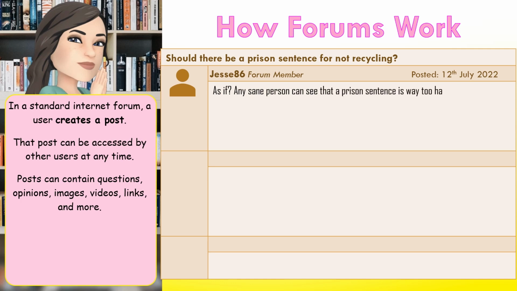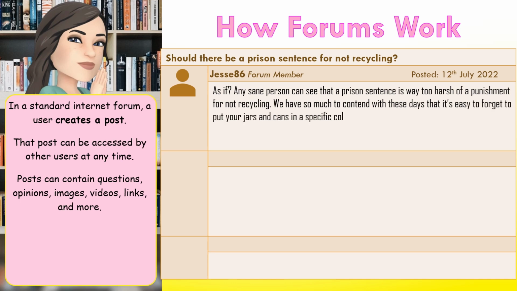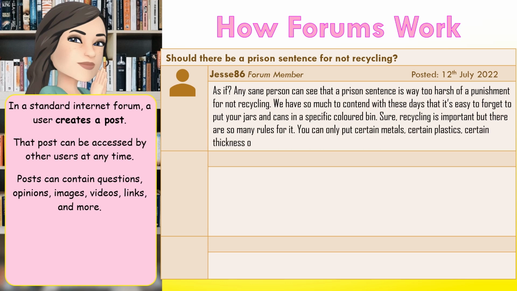And Jessie says, as if any sane person can see that a prison sentence is way too harsh of a punishment for not recycling. We have so much to contend with these days that it's easy to forget to put your jars and cans in a specific coloured bin. Sure, recycling is important, but there are so many rules for it. You can only put certain metals, certain plastics, certain thickness of cardboard. Who has time to analyse every piece of rubbish?